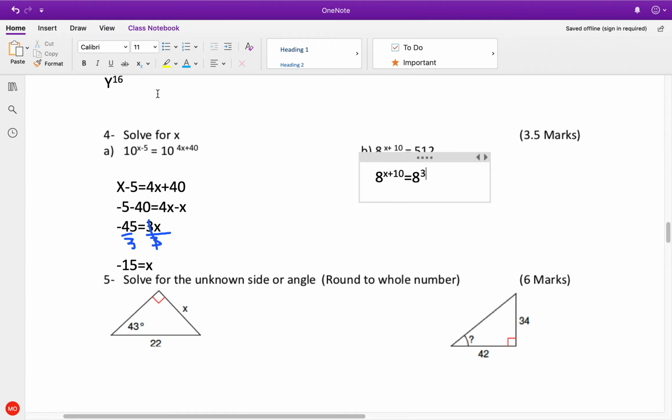And now since we have similar bases, we can drop them. So we got x plus 10 equals 3. Then we rearrange, so we get x equals 3 minus 10, so x equals negative 7. And that one's done.